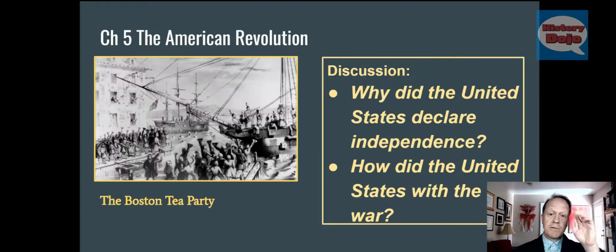The American Revolution is Chapter 5, and in Chapter 5 I selected an image of the Boston Tea Party as one way for us to get into why the United States declared independence, as well as how did they win the war. I apologize for the typo on this slide. It should be how did they win the war, not how did the United States with the war.